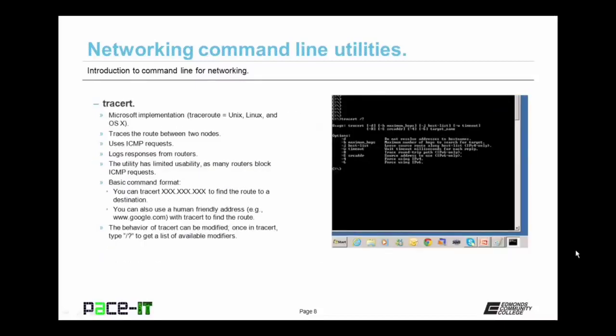Another useful utility for networking is tracert. That's Microsoft's implementation of the traceroute command from Unix and Linux. It will trace the route between two nodes as it goes through routers. It also uses ICMP requests. It logs the response from routers and the end node, but it does have limited usability as many routers block ICMP requests. It uses the same basic format as ping, only of course you begin it with tracert. Its behavior can be modified as well, and you use the /? to determine which modifiers are available.